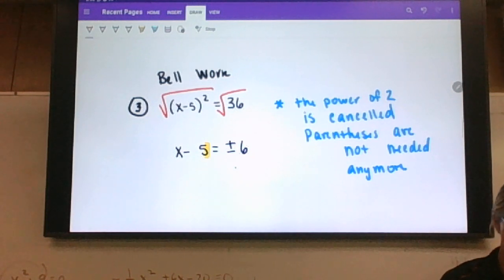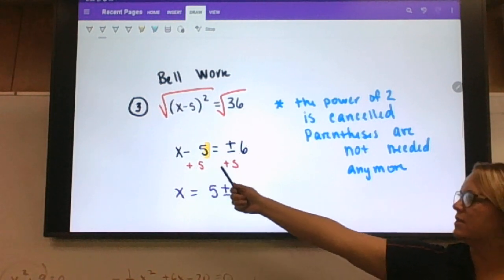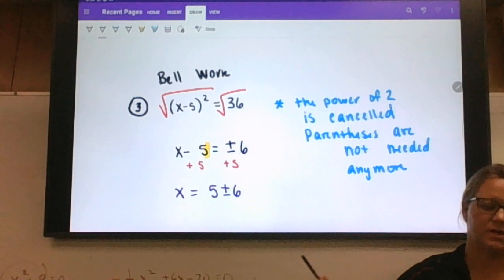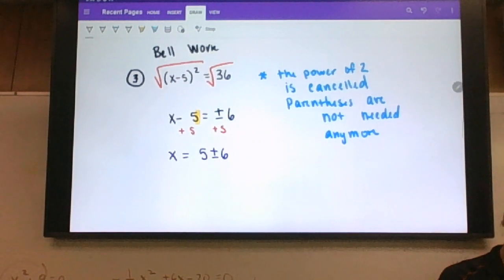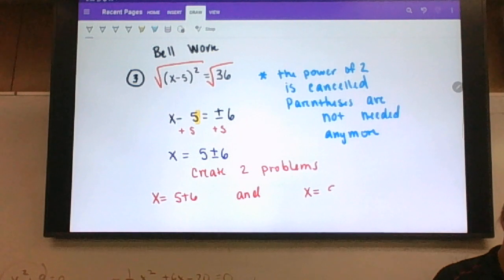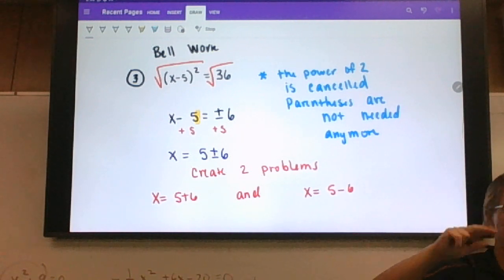All right, so I'm still trying to get x alone. So I'm going to add 5 here and add 5 here. The 5 is going to go right in front of these plus and minus signs, and I'm going to create 2 problems. I'm going to get that it's 5 plus 6 and it's 5 minus 6. So I'm separating the plus and minus sign.